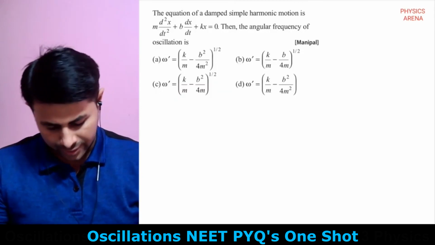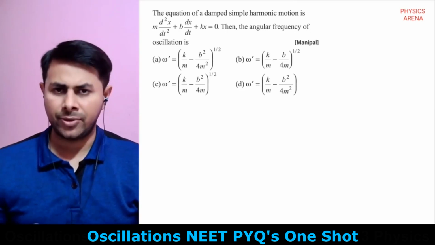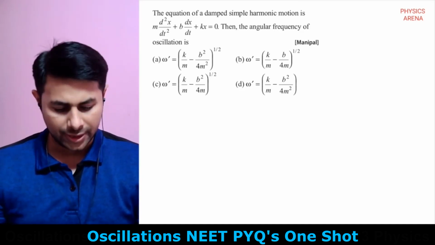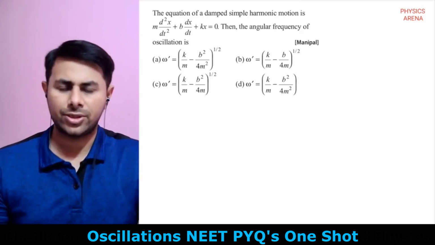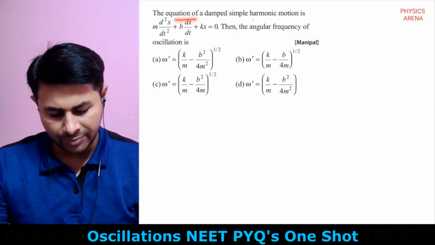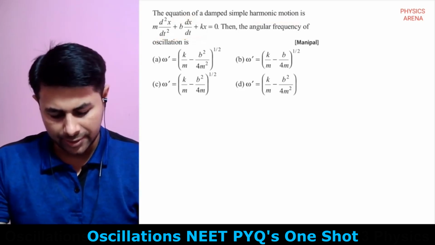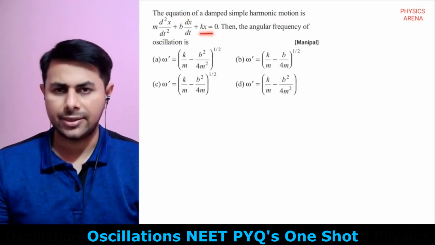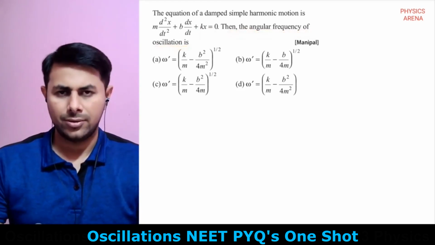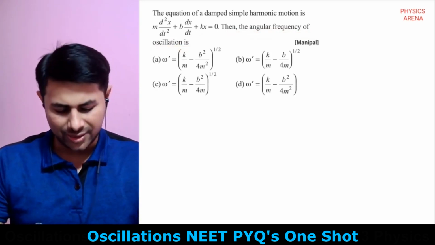All right, next question. There were very few questions in the NEET exam based upon resonance, based upon the damped harmonic oscillator, and also on the forced harmonic oscillator. So we'll discuss some questions from some other exams. The equation of damped simple harmonic motion is this thing. We know this equation: m d2x by dt square plus b dx by dt plus kx is equal to 0. Then the angular frequency of oscillations is. So this thing, you know, it is a direct question. Tell me what is the answer.